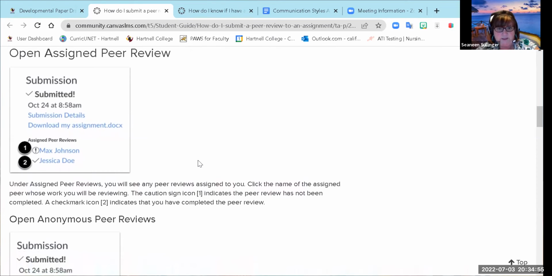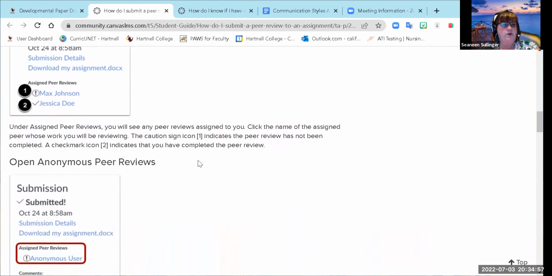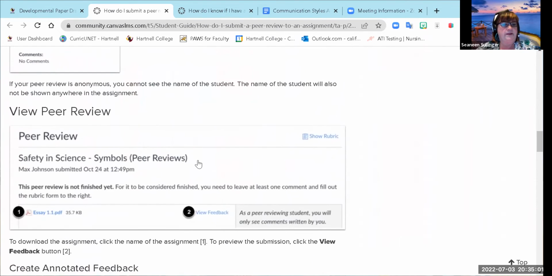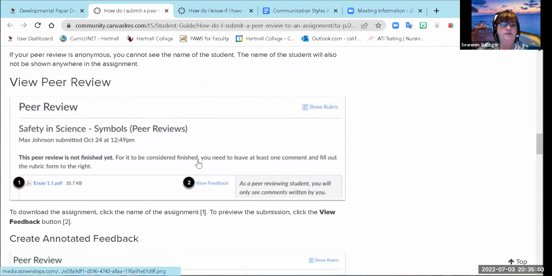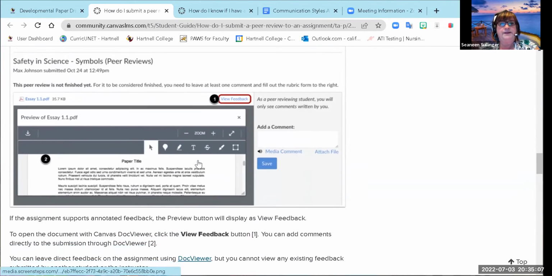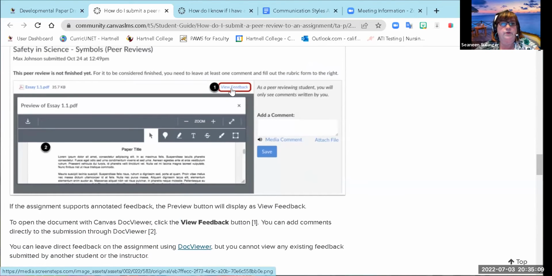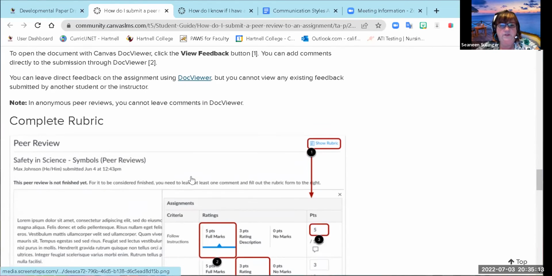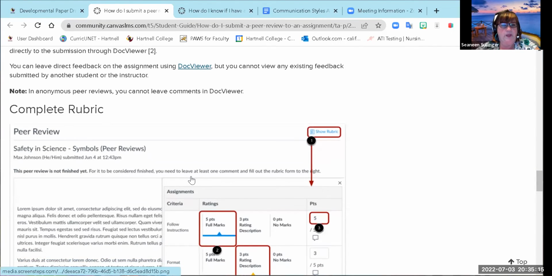So you go back to the assignment and you click on that person, and then you can complete the feedback. It will show you where to view the feedback. I'll get an example for you. I'll have one of the students volunteer, and we can go ahead and look at that later.